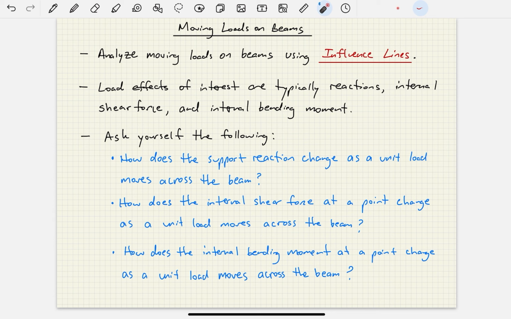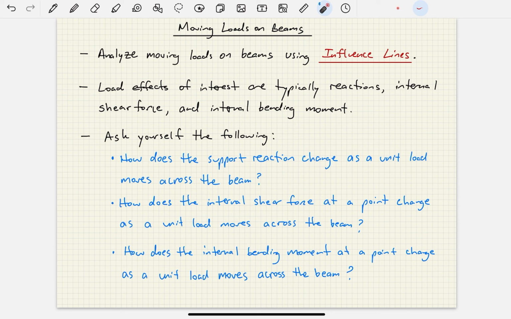Now, when we talk about beams, the load effects of interest are typically going to be reactions, internal shear force, and internal bending moment. So what you want to do is ask yourself the following questions as it pertains to moving loads on beams. First, how does the support reaction change as a unit load moves across the beam? Specifically, this is a dimensionless unit load, which means it does not have actual defined units. It's just going to be a magnitude of 1.